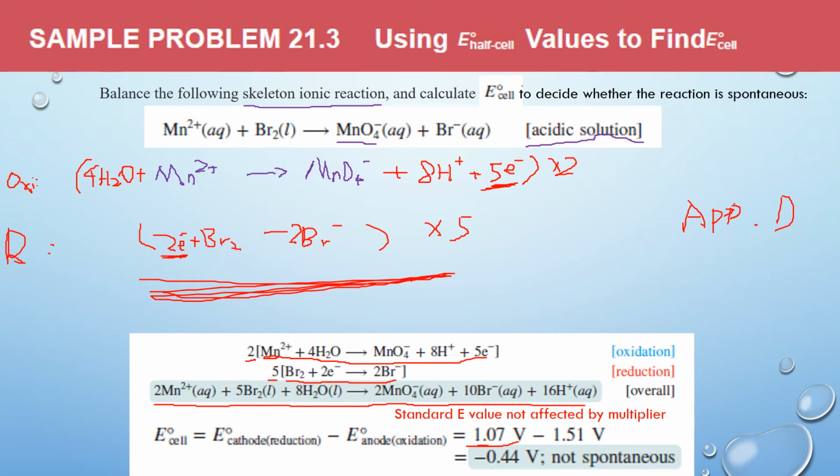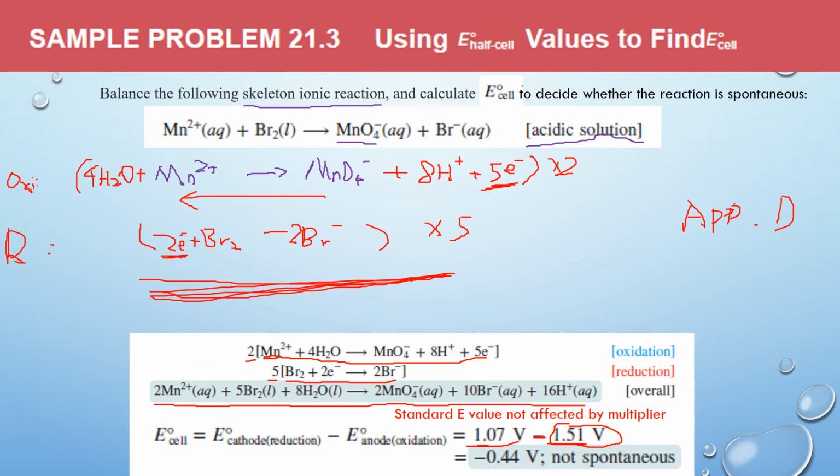the oxidation, manganese 2+ becomes permanganate. In the appendix, the equation is shown in the other direction: you start with permanganate and it becomes manganese 2+. You find the standard half cell potential is 1.51. Remember, don't worry about changing the sign of this value in the table, because the minus sign already here takes care of it.